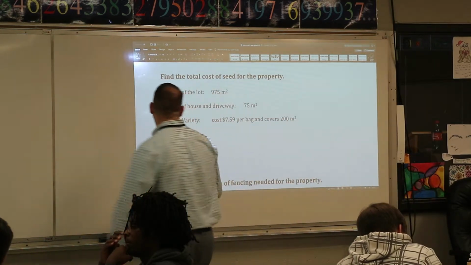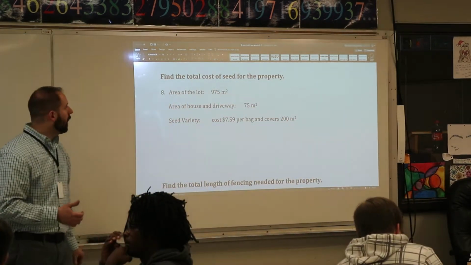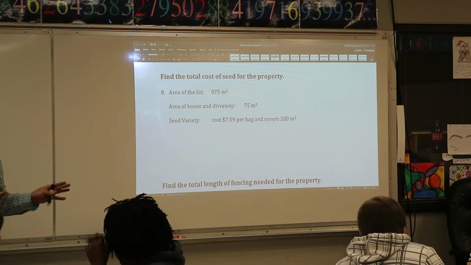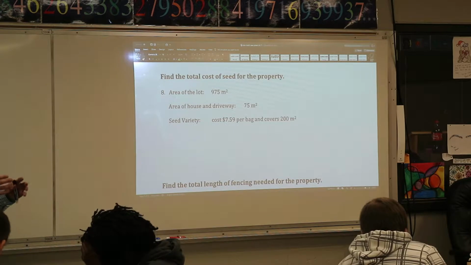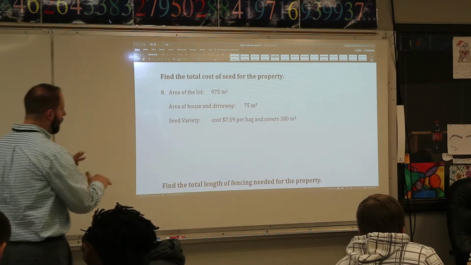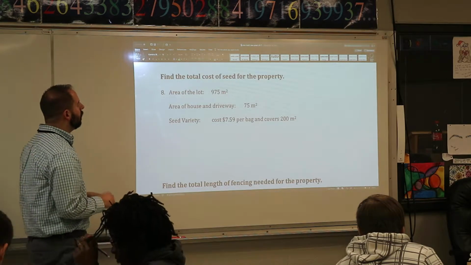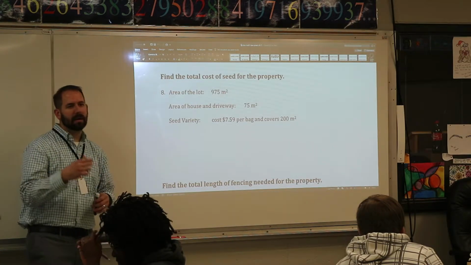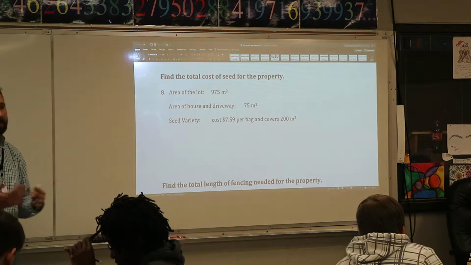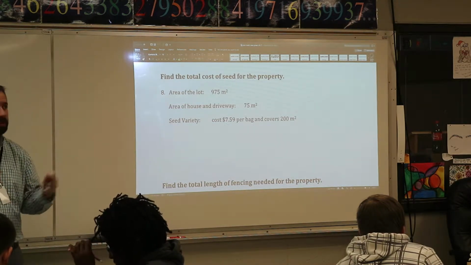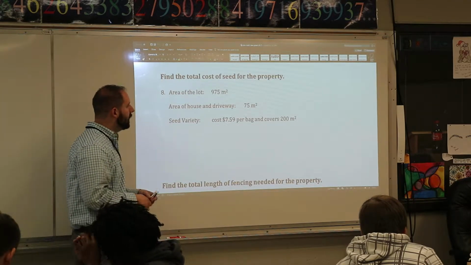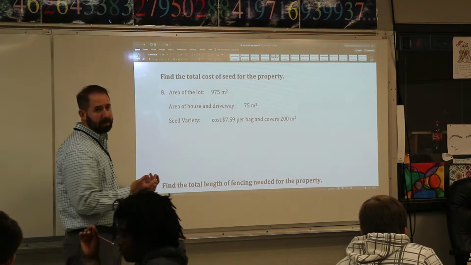Okay, so the area of the lot. The area of the lot is 975 meters squared. Sorry, meters. We have the area of the house with the driveway is 75 meters squared. That's doing the driveway and the house added together. And what we're going to try to figure out is how many bags of seed we'll need to buy if the seed covers 200 square meters. So we might need to only buy 1. We might need to buy 2 or 3. And then we're going to find the cost of getting all that seed. It's pretty cheap bags. They're only $7 a bag.